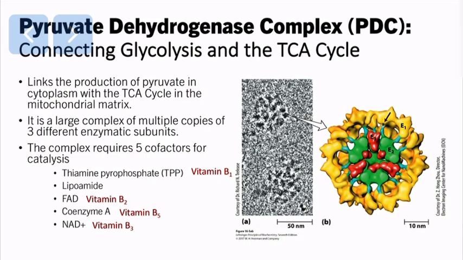And then it needs to be converted into something that's useful. This first step is the pyruvate dehydrogenase complex. This is a critical step because it connects glycolysis to the TCA cycle. If this step is not working, if this enzyme is turned off, these two pathways are disconnected and separated. So this is a critical step that connects these two processes.